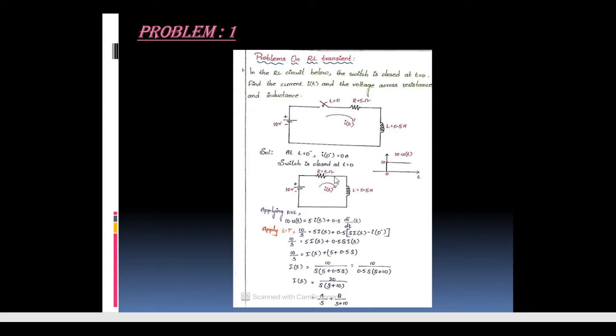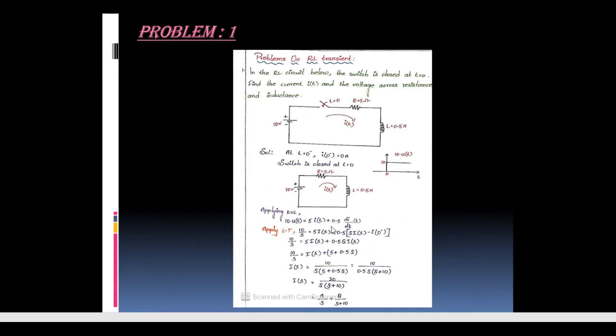So this current can be found out by applying KVL to this loop. That is 10 u of t. Of course, the 10 volt has to be represented as 10 u of t, which is equal to 5 into I of t plus 0.5 di of t by dt. So this is the KVL.